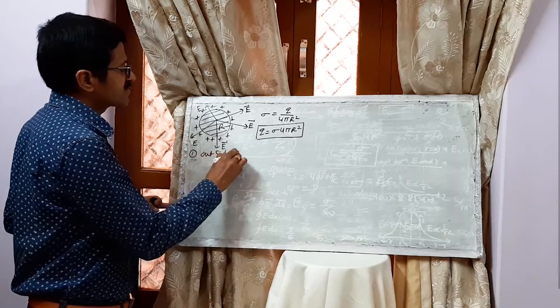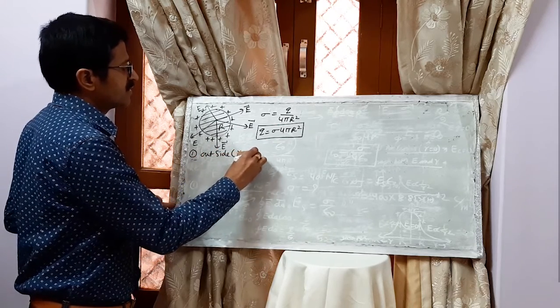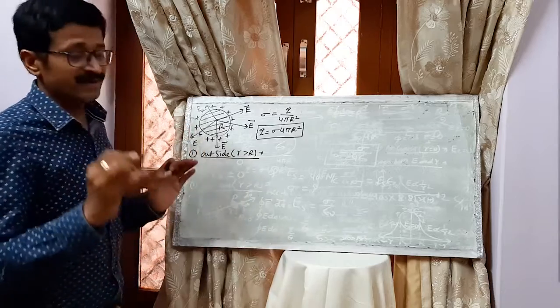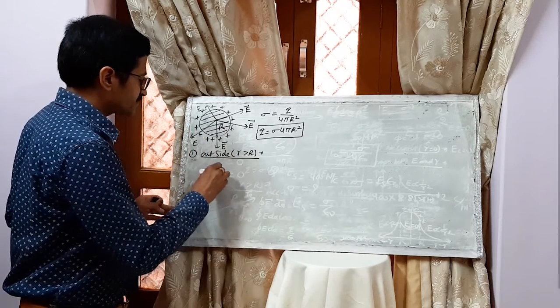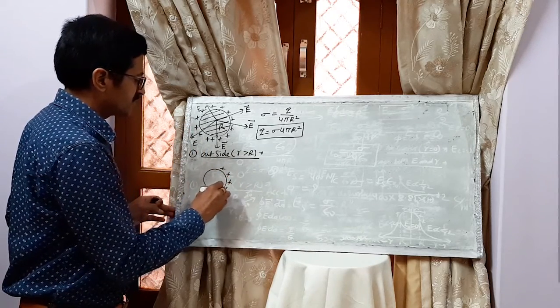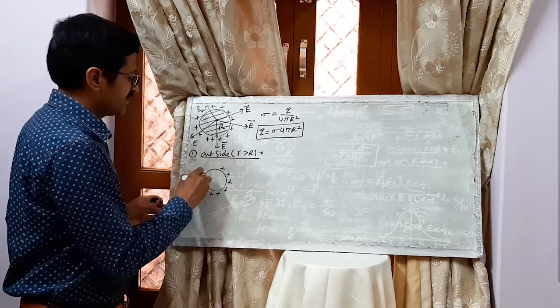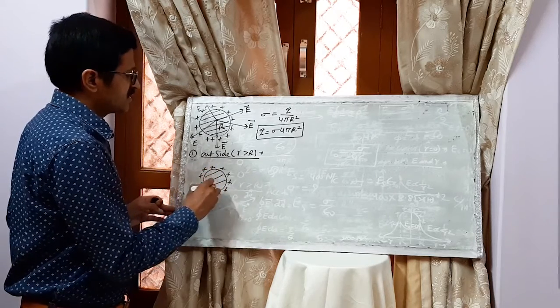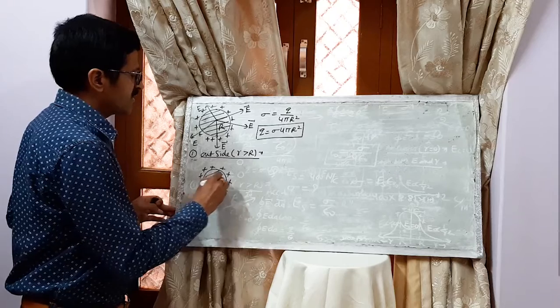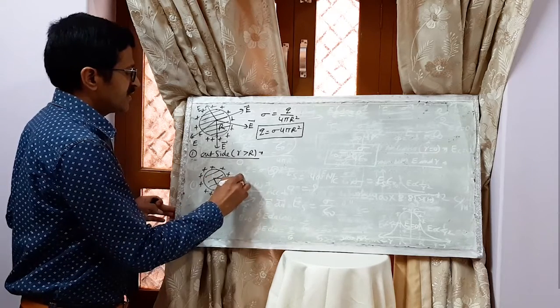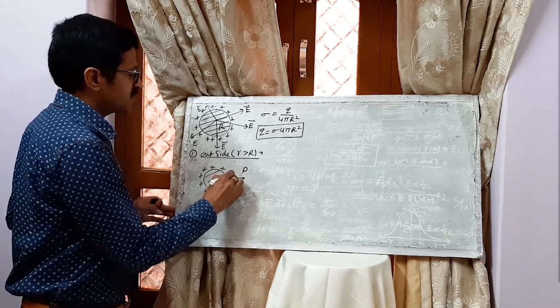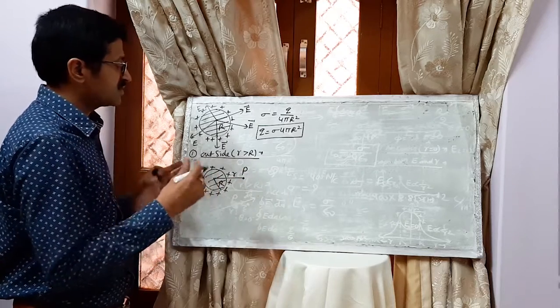Outside the sphere, that is small r greater than capital R. The observation point is lying outside the sphere. This is supposed to be a sphere. We have to find electric field intensity outside it. Radius of sphere is capital R. We have to find electric field intensity at this point P at distance small r, which is greater than capital R.